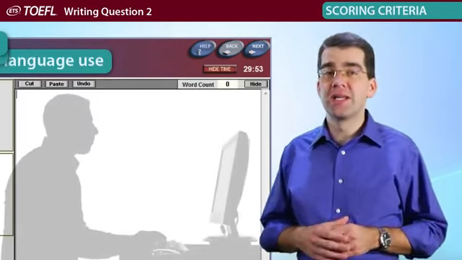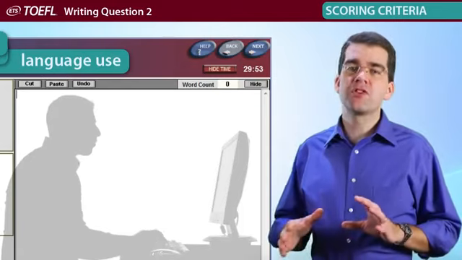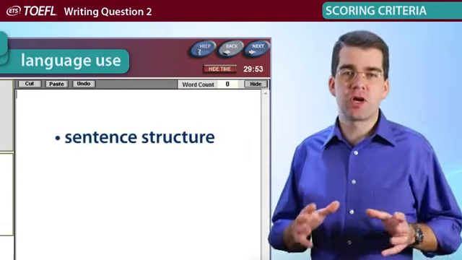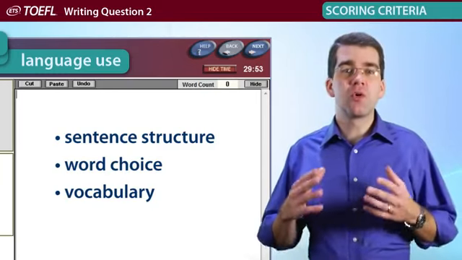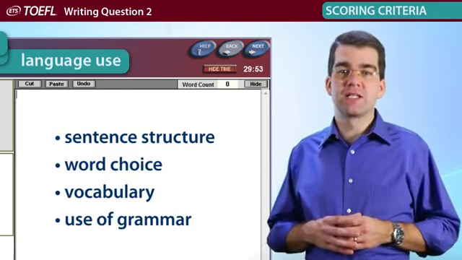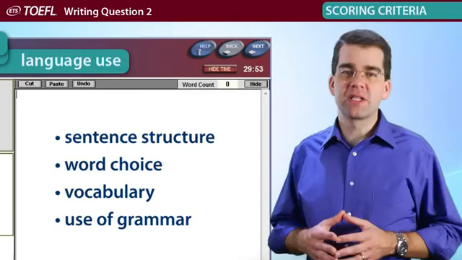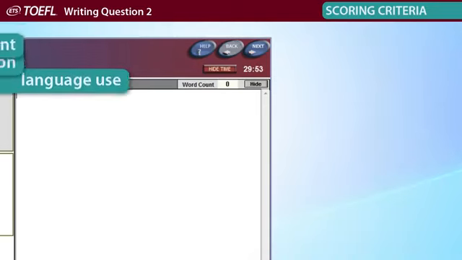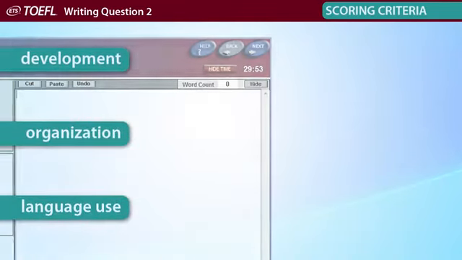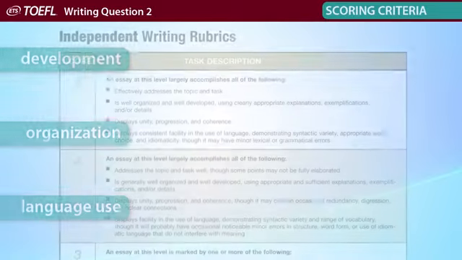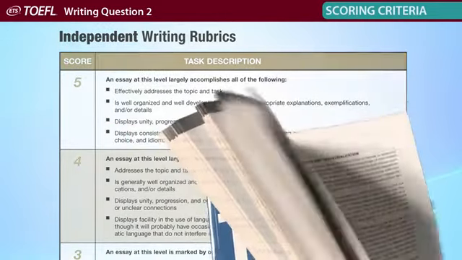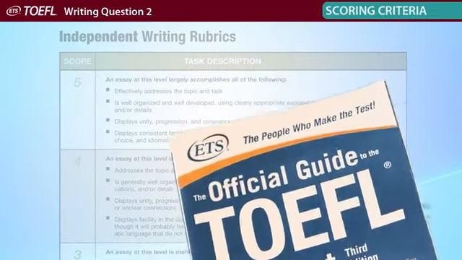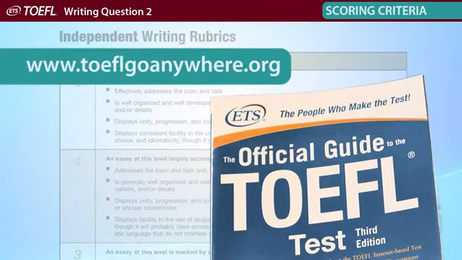The third criterion is language use. Raters are looking for things like sentence structure, word choice, and vocabulary. It's also important that your use of grammar is strong and consistent, though it doesn't have to be perfect to get a top score. You can see exactly how your essays are scored by looking at the independent writing rubric or scoring guide. The rubrics are found in many ETS test prep materials, like the Official Guide to the TOEFL Test, or on the TOEFL website.